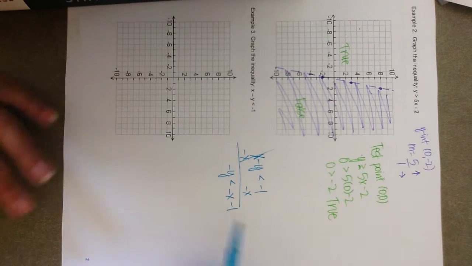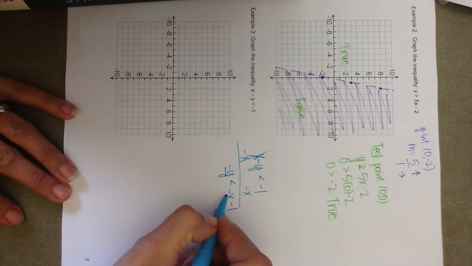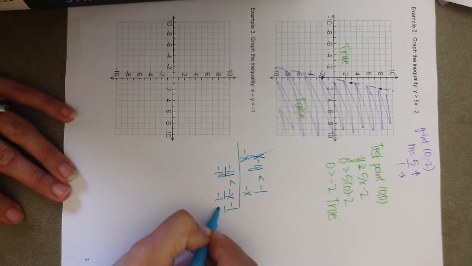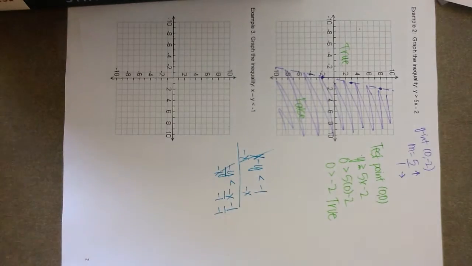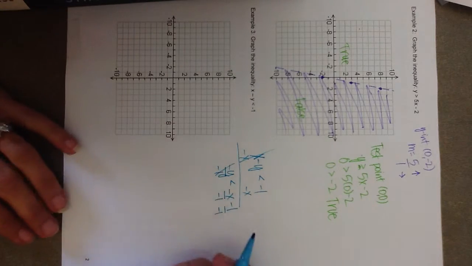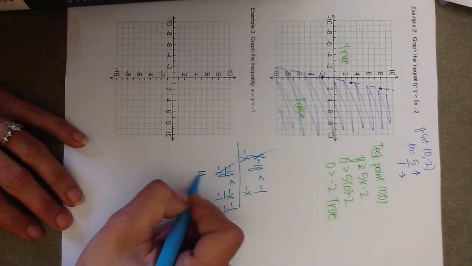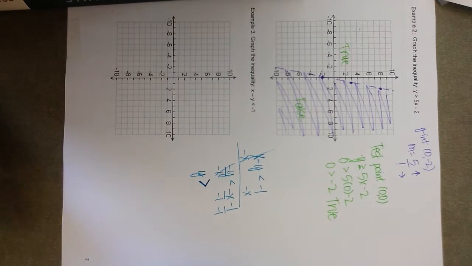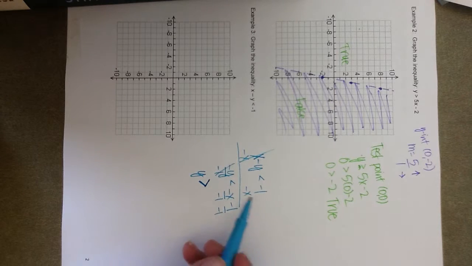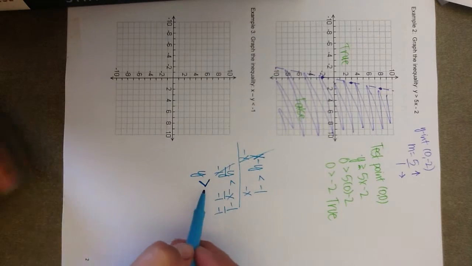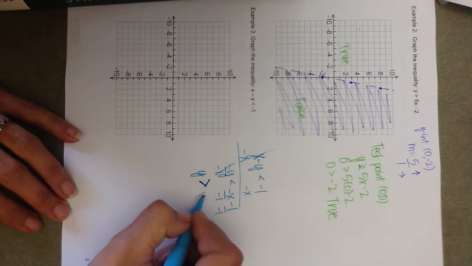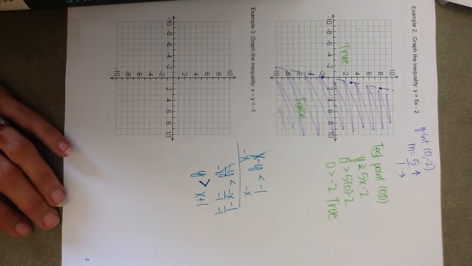Here I still have -y, and I don't want -y, I want +y. So in order to get rid of that negative sign, I'm going to divide all of the pieces by -1. When I multiply or divide an inequality by a negative, I have to make sure that I change the direction of the inequality. So the y is less than turns into y is greater than when I divide by a negative. Y is greater than x plus 1.